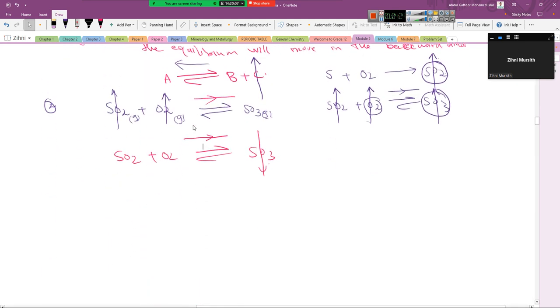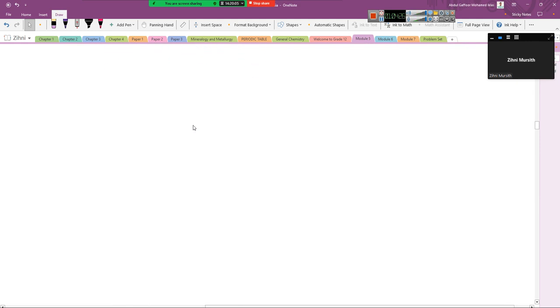The next one is, if you want, you can write this way. Second one: determining the role of temperature in equilibrium using Le Chatelier's principle, right?